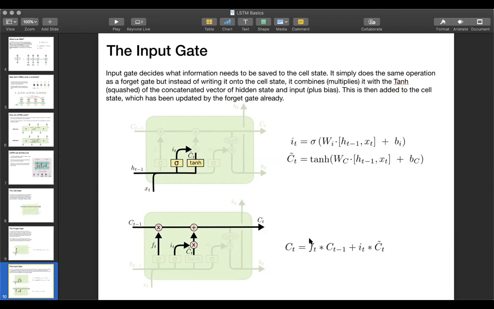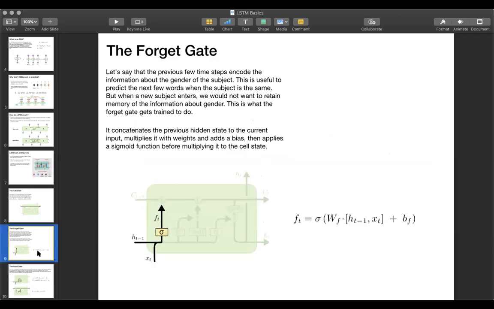The previous value is multiplied with a forget signal. The information that you want to remember, the input of the hidden state and your current word, is multiplied with a decision function, that is IT, and these are summed together to write the new CT, which is your new cell state, right? And this is what acts as the memory of what to remember and what to not.